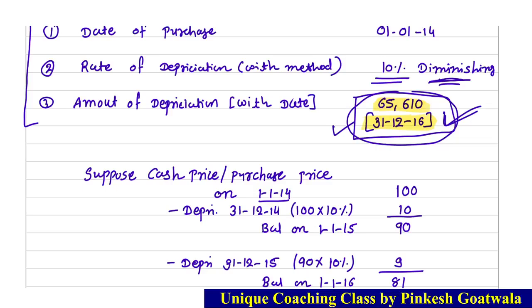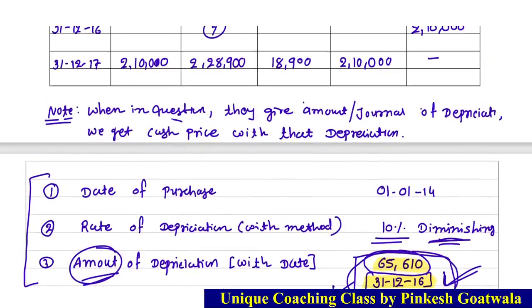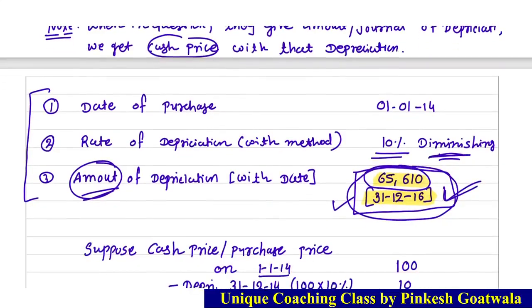Here we have what we have and what we want to find out. We have the amount of depreciation, 65,610, and we want the cash price. I told you that with the help of depreciation we get the cash price. So we have depreciation and we need to find the cash price, which you can easily get with the help of depreciation.